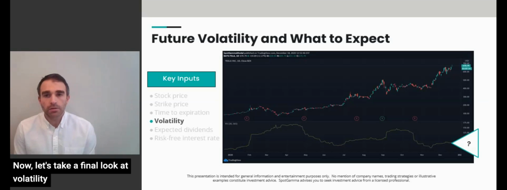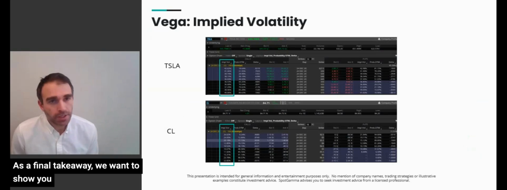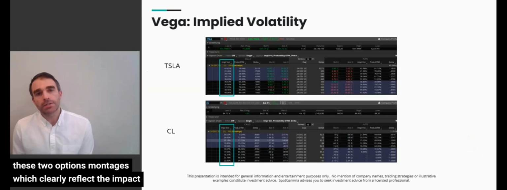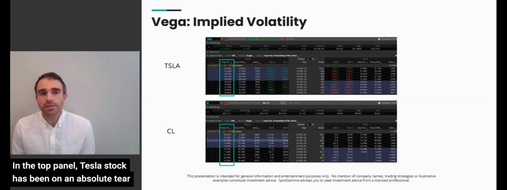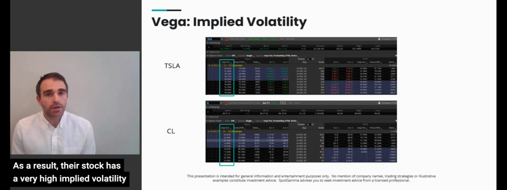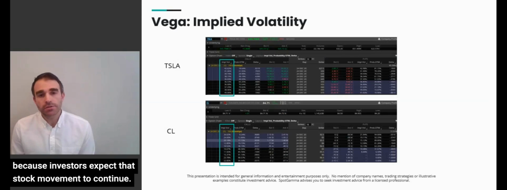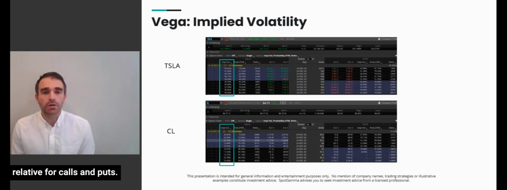Now let's take a final look at volatility as an expression of the overall options pricing in another options montage. As a final takeaway, we want to show you these two options montages which clearly reflect the impact of implied volatility on the price of an option. In the top panel, Tesla stock has been on an absolute tear based on prescribed enthusiasm for the electric car manufacturer. As a result, their stock has a very high implied volatility because investors expect that stock movement to continue. This results in options which have a high cost relative for calls and puts.